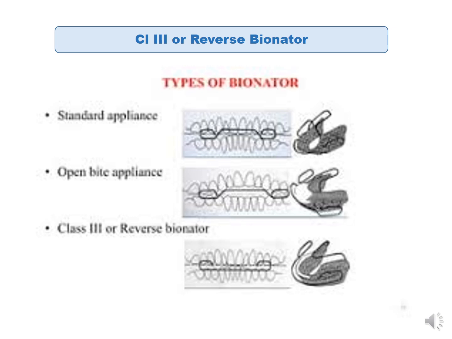Okay, here we can see a diagrammatic representation of the different types of Bionators. This is the standard Bionator. This is the open bite appliance, where you can see the wire running in the middle, which has the effect of blocking the tongue. And this is a class 3 or reverse Bionator, where the palatal arch is reversed compared with the standard type, and the labial bow runs over the lower incisors, whereas in the standard type it terminates at the canines.